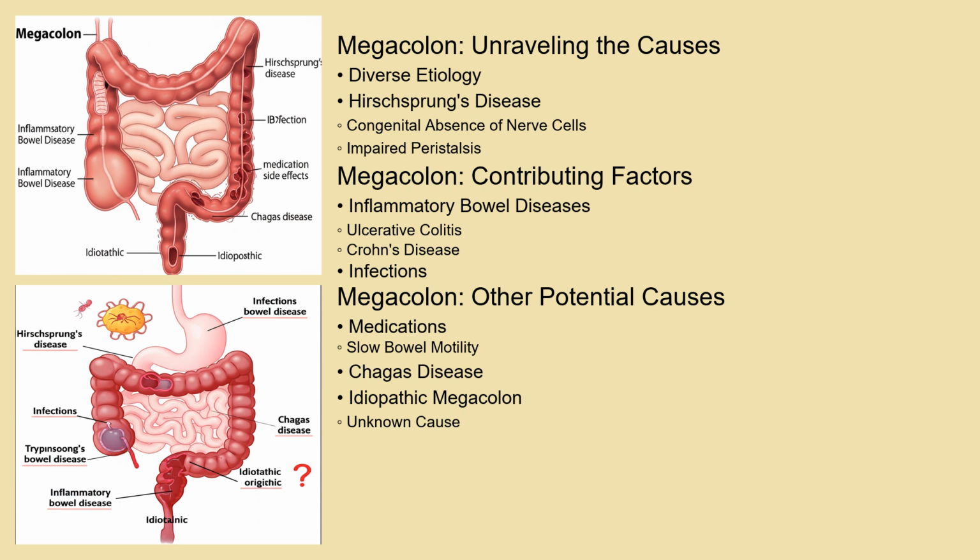The causes are diverse. One major player is Hirschsprung's disease, a congenital condition where nerve cells are missing in the colon, hindering its ability to push waste forward. Other causes include inflammatory bowel diseases like ulcerative colitis and Crohn's disease, infections, certain medications, especially those that slow down bowel movements, and even conditions like Chagas disease can also lead to megacolon. In some instances, the exact cause remains a mystery, termed idiopathic megacolon.